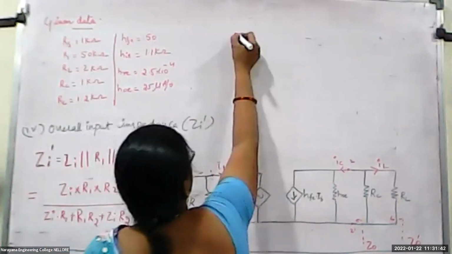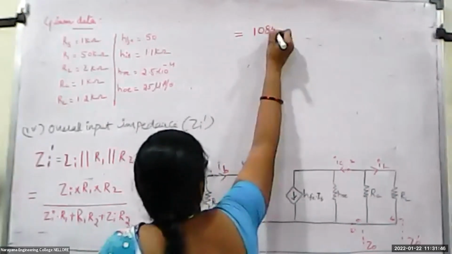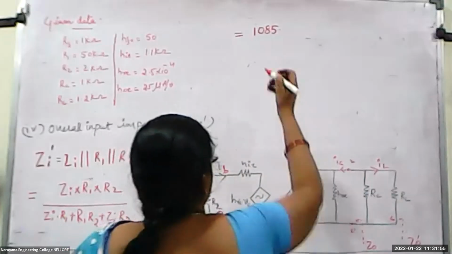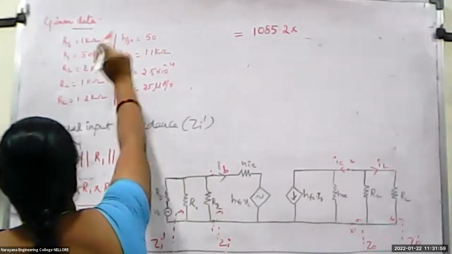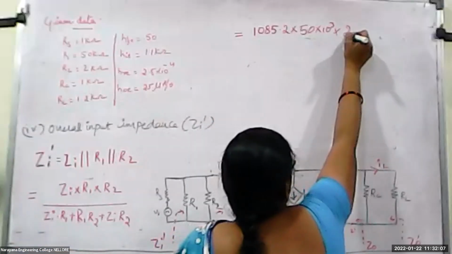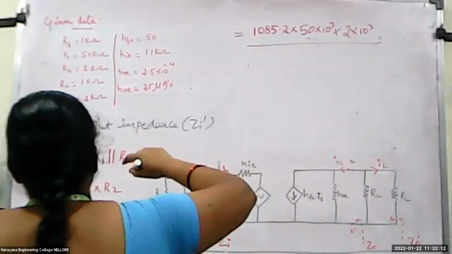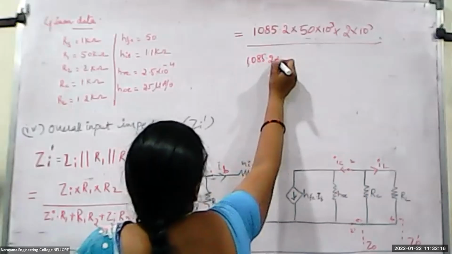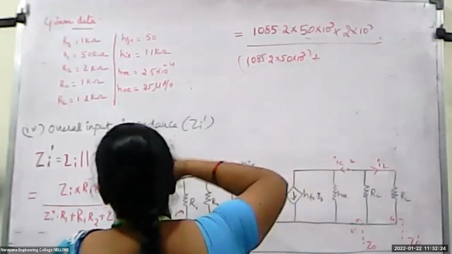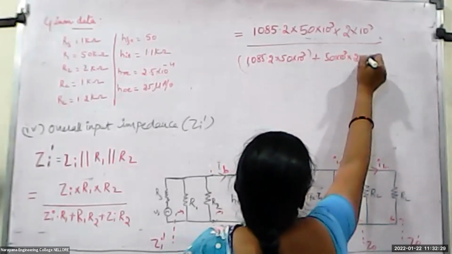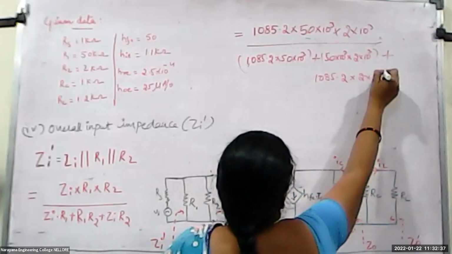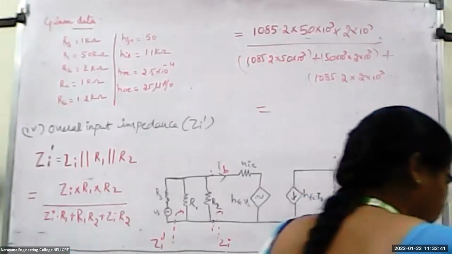What is the Zi value you got? 1085.2, ma'am. 1085.2 into R1 value 50 kilo ohms, 50 into 10 to the power of 3, into R2, 2 kilo ohms, 2 into 10 to the power of 3, divided by Zi, 1085.2 into R1, 50 into 10 to the power of 3, plus 50 into 10 to the power of 3 into 2 into 10 to the power of 3, plus one more term, 1085.2 into 2 into 10 to the power of 3. Everyone calculate and tell me the answer.